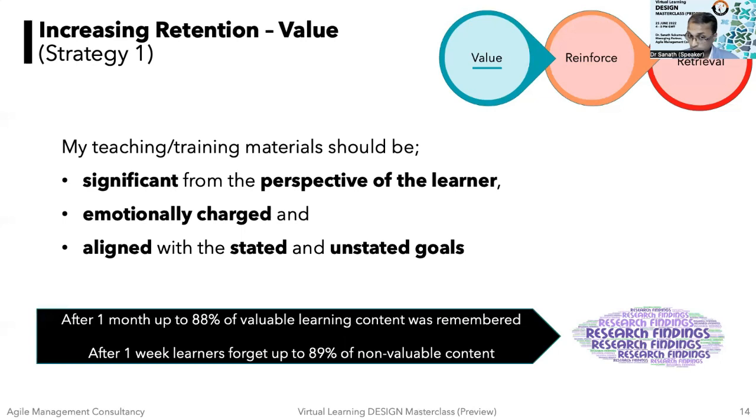The second strategy is, and not to forget, I've got these findings for you, and the research has shown that after 1 month, up to 88% of valuable learning content was remembered. And the reverse is true. If the learners feel that it is of no use, 89% of non-valuable content was forgotten. When I say non-valuable, it's non-valuable from their point of view, which may in fact be valuable actually. So that's sad, because what was supposed to be important was not considered as one because they felt it was not important, right? So it's always from the learner's perspective. We've got to switch the cards here, see it from their lens.